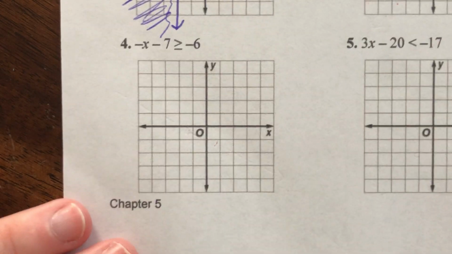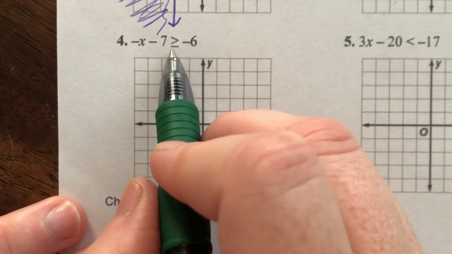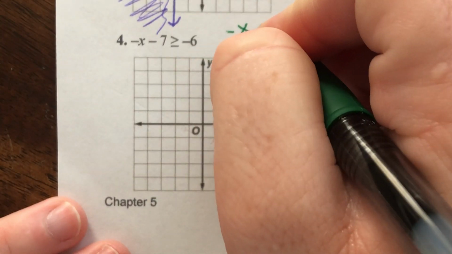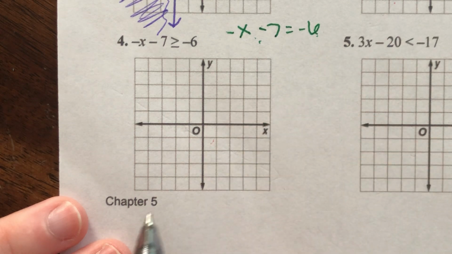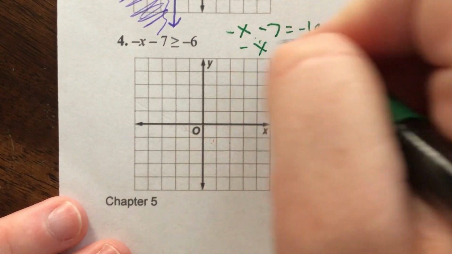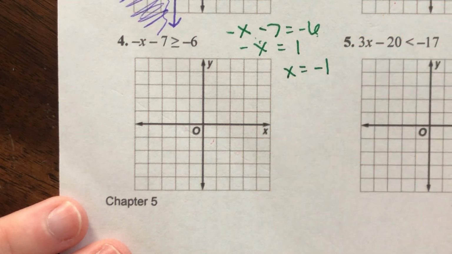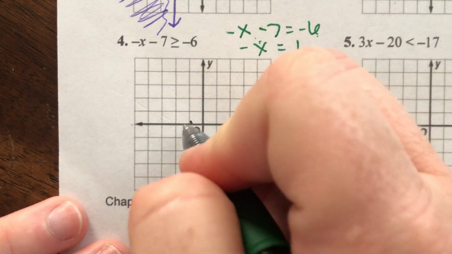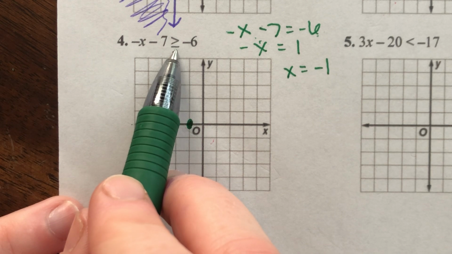Okay, next one, I'm going to switch up colors, green. -x minus 7 is greater than or equal to -6. If I treated this like an equal sign, add 7 on both sides, -6 plus 7 is 1. So -x equals 1, so x would equal -1. So on my x-axis, I go back here to -1, plot it. I'm going to draw a vertical line through it. Is that vertical line dotted or solid?